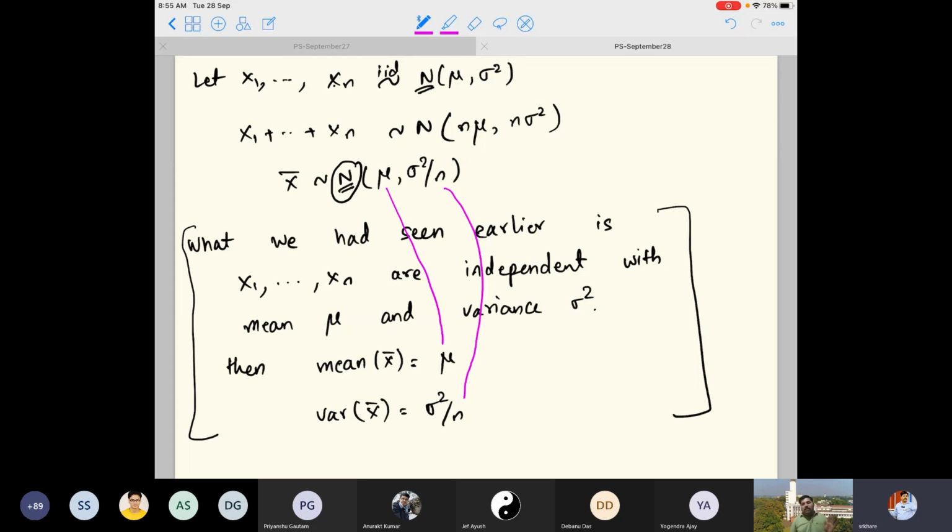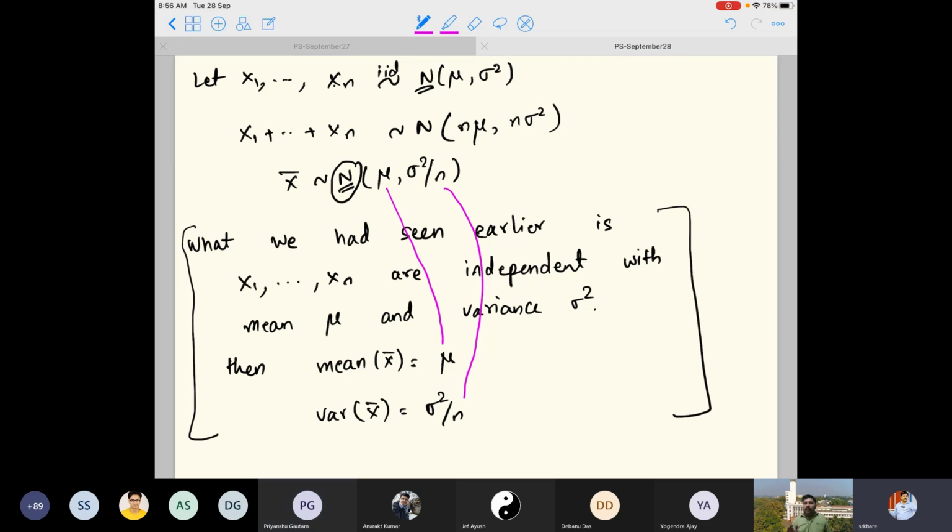In general, we just speak of the mean of X bar and the variance of X bar, but we do not speak of the distribution of X bar. But if X1, X2, Xn are normal mu, sigma square, then X bar also is normally distributed with parameters mu and sigma square by n. Do you understand the difference?